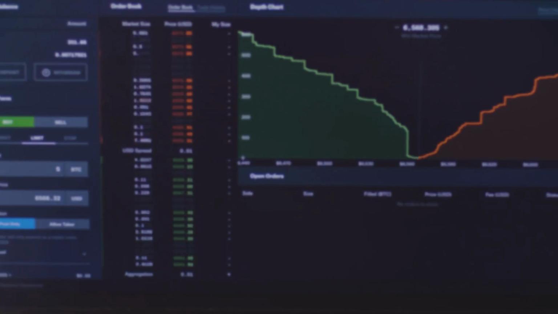Learn the fundamentals of swing trading and 5 of the most popular swing trading approaches and tactics.